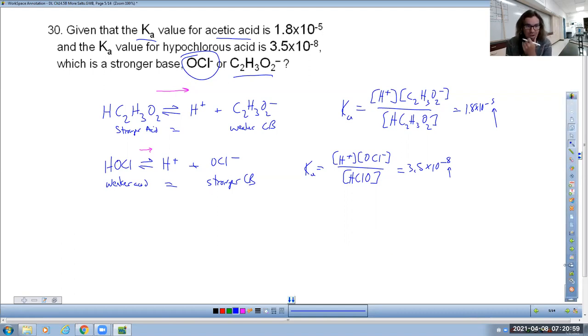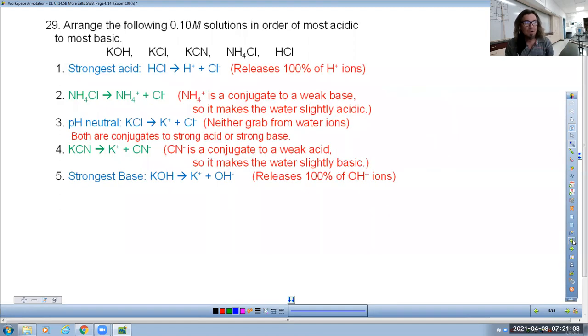How do you know if it's a strong acid or a weak acid if the Ka is not given? Exactly, you wouldn't. If they don't give you the Ka, like for example in question number 29, they didn't list any Ka's for anything. The only ones that we can say for sure are these ones here, right? So we could say that this is a strong base because group one bases are always strong. We can say that this is a strong acid because we see hydrochloric acid enough times that we know it's going to be strong. But in the end, Francisco, they have to tell you the Ka.